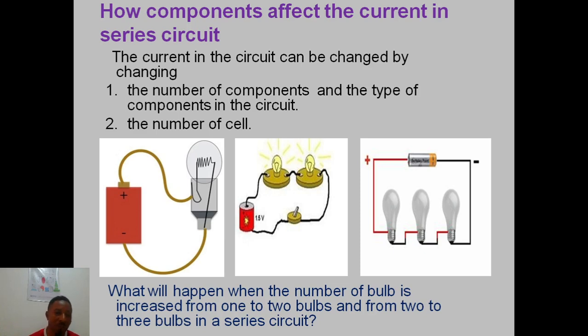So when you change the number of cells, let's say from 1 cell to 2 cells, which is a battery, and so on, the current of course will be affected. But what will happen when the number of bulbs is increased from, let's say, 1 to 2 bulbs and from 2 to 3 bulbs in a series circuit? What do you think will happen to the current flowing? Is it going to get bigger or is it going to get smaller?